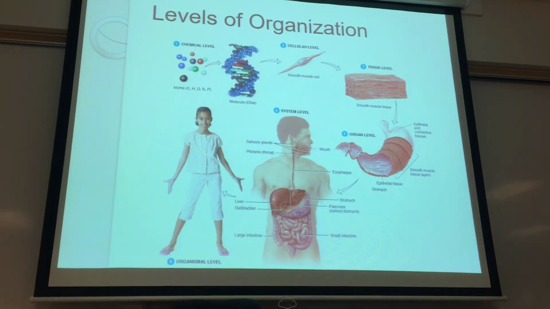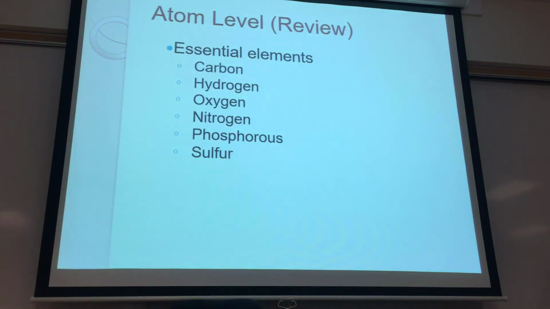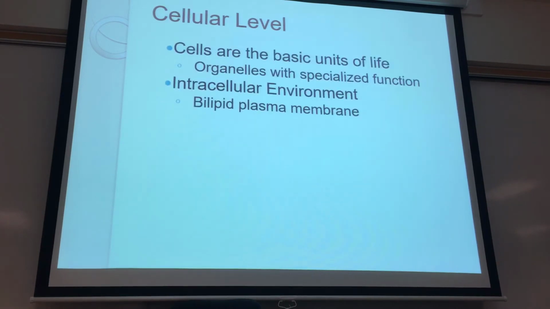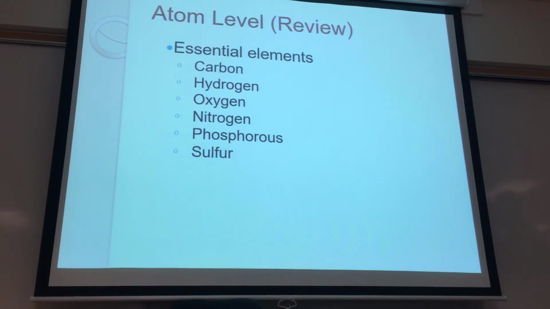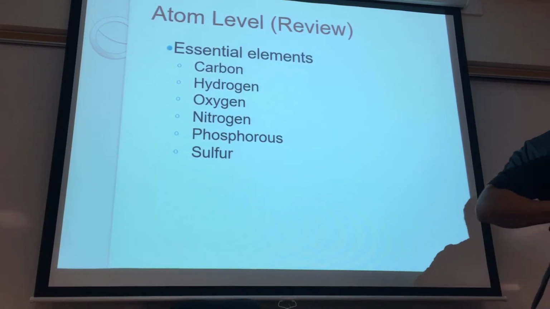So with that, we're going to just review. We're going to talk about things that happen on atom level, chemical level, cellular level, and so forth. So starting with the atom level, we'll be able to see the essential elements, again, some stuff that we'll talk about later on. And from here, don't stress too much about these, but like I said, we'll go into this in later detail.